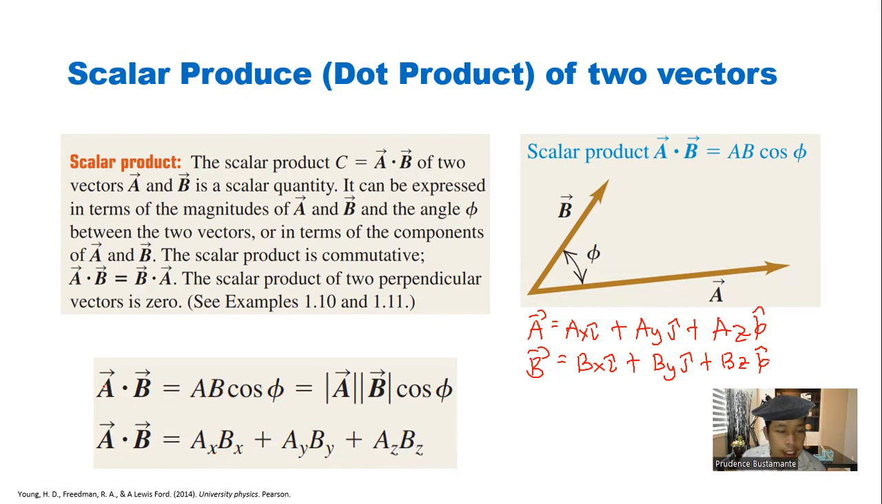Again, the dot product of two vectors is just equal to the magnitude of A, the magnitude of B, the cosine of the angle between them, or in terms of components, AxBx plus AyBy plus AzBz.